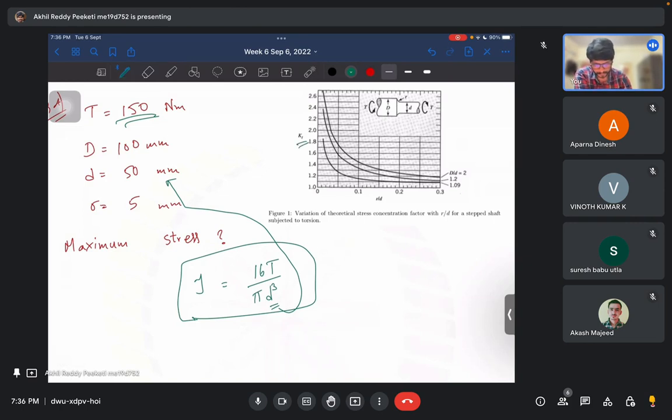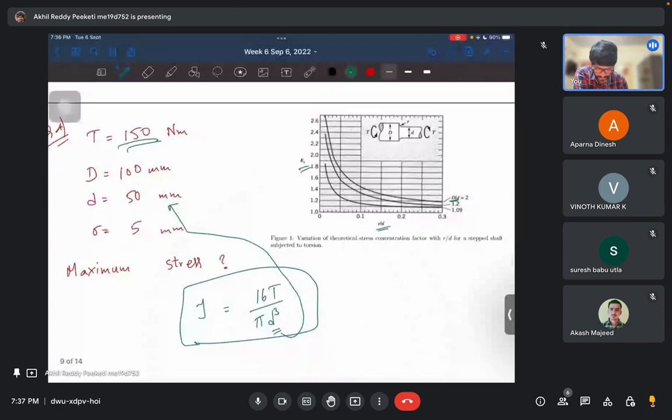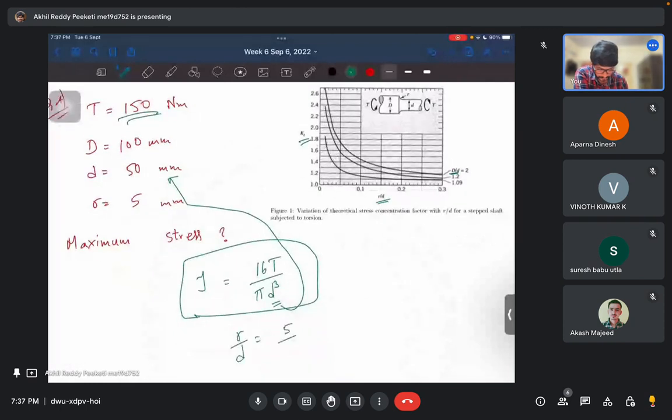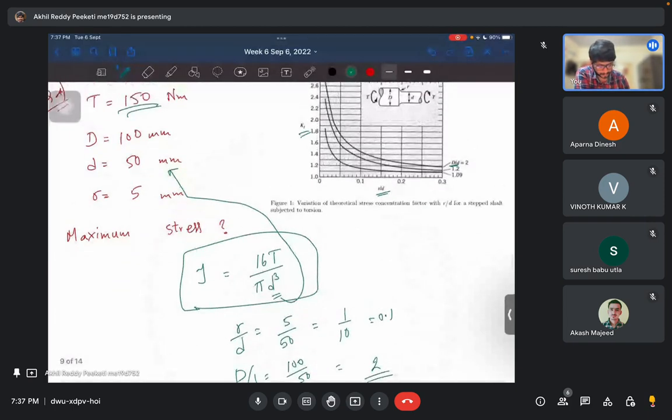So now we are supposed to estimate that from this chart. On the x-axis we have R by D, and each curve corresponds to each D by d value. First let's see what is R by D here. R by D is equal to 5 by 50, so 1 by 10, equal to 0.1, and D by d is equal to 100 by 50, so equal to 2.